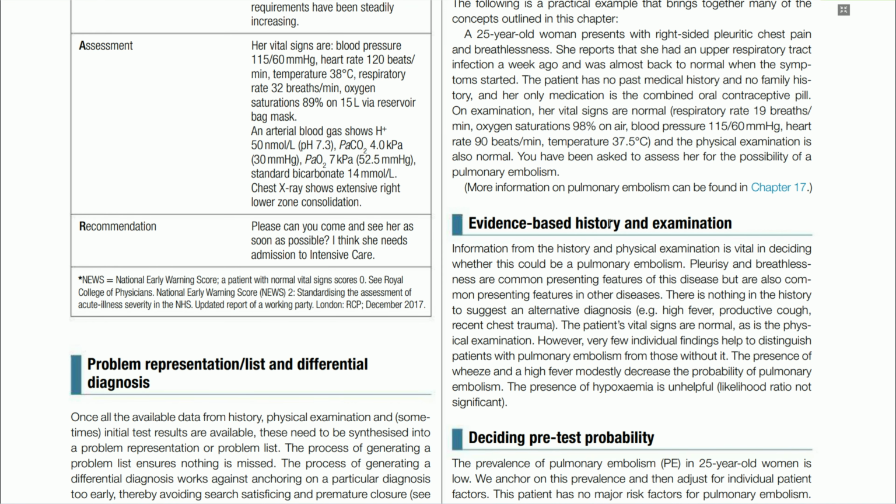Evidence-based history and examination. Information from the history and physical examination is vital in deciding whether this could be a pulmonary embolism. Pleurisy and breathlessness are common presenting features of this disease but are also common presenting features in other diseases. There is nothing in the history to suggest an alternative diagnosis, for example, high fever, productive cough, or recent chest trauma. The patient's vital signs are normal, as is the physical examination.